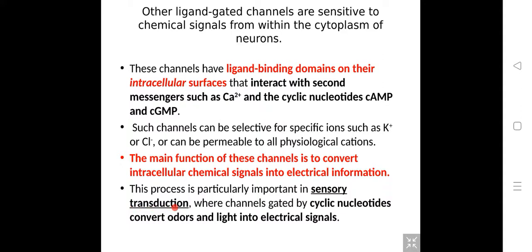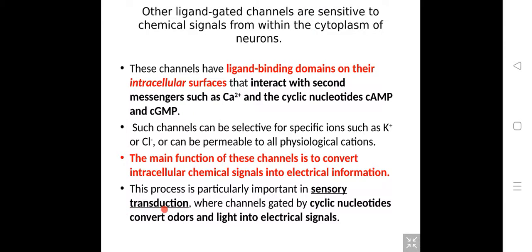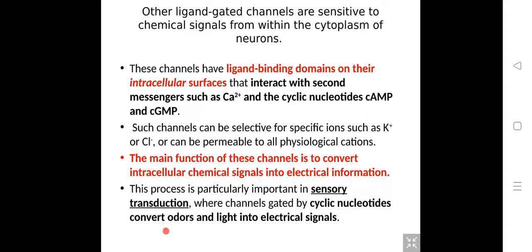Sensory transduction occurs in many organs of the body: the eye, the ear, the nose. So channels gated by cyclic nucleotides convert odors, that is smell, and light in the eye, into electric signals.